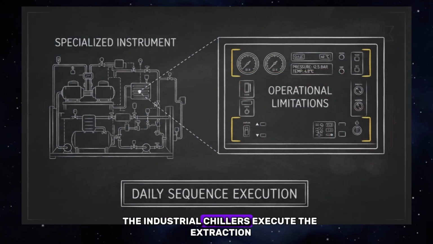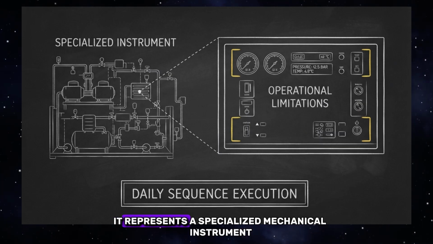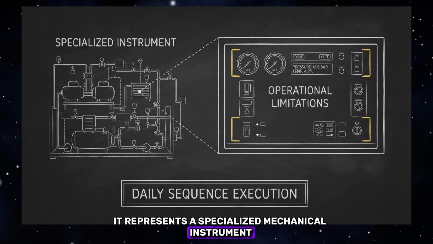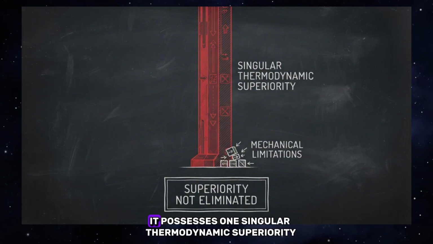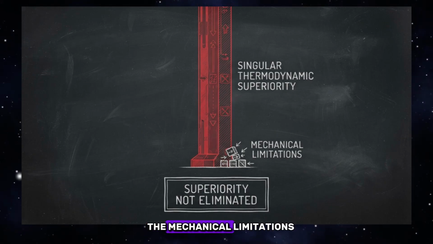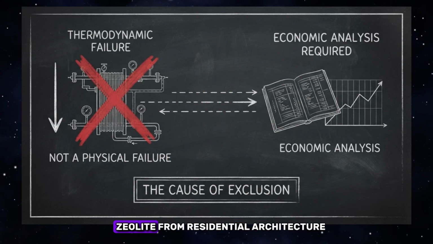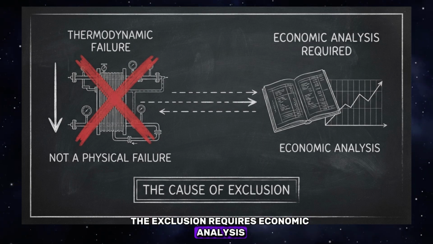The industrial chillers execute the extraction sequence every single day. It represents a specialized mechanical instrument. It possesses specific operational limitations. It possesses one singular thermodynamic superiority. The mechanical limitations did not eliminate zeolite from residential architecture. The exclusion requires economic analysis.